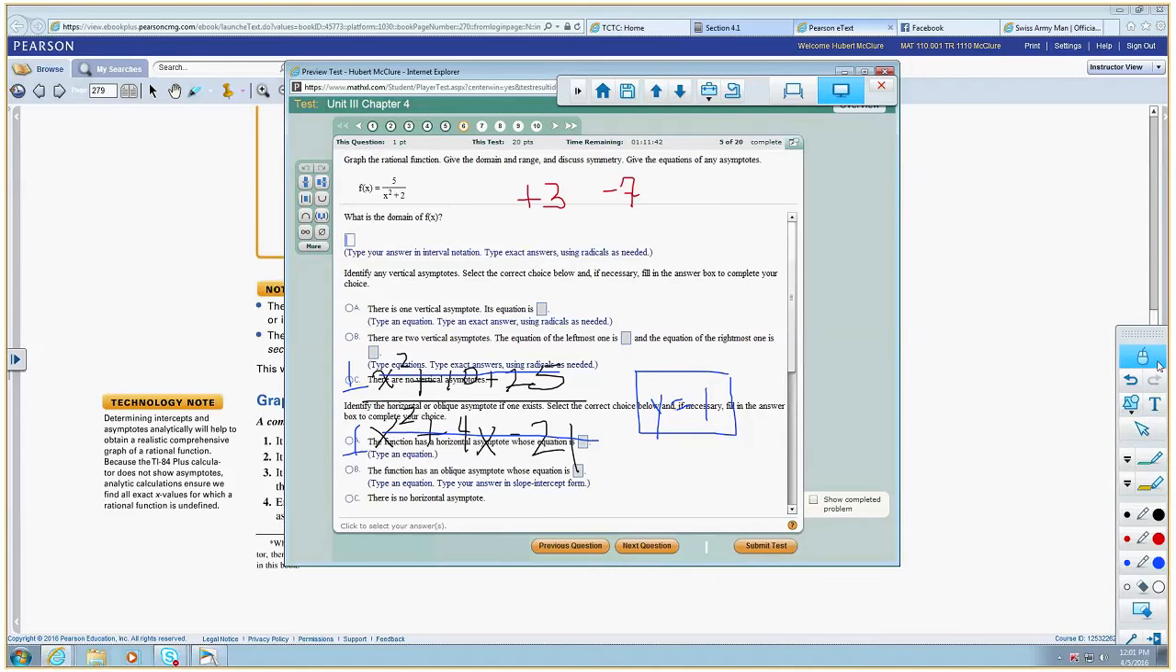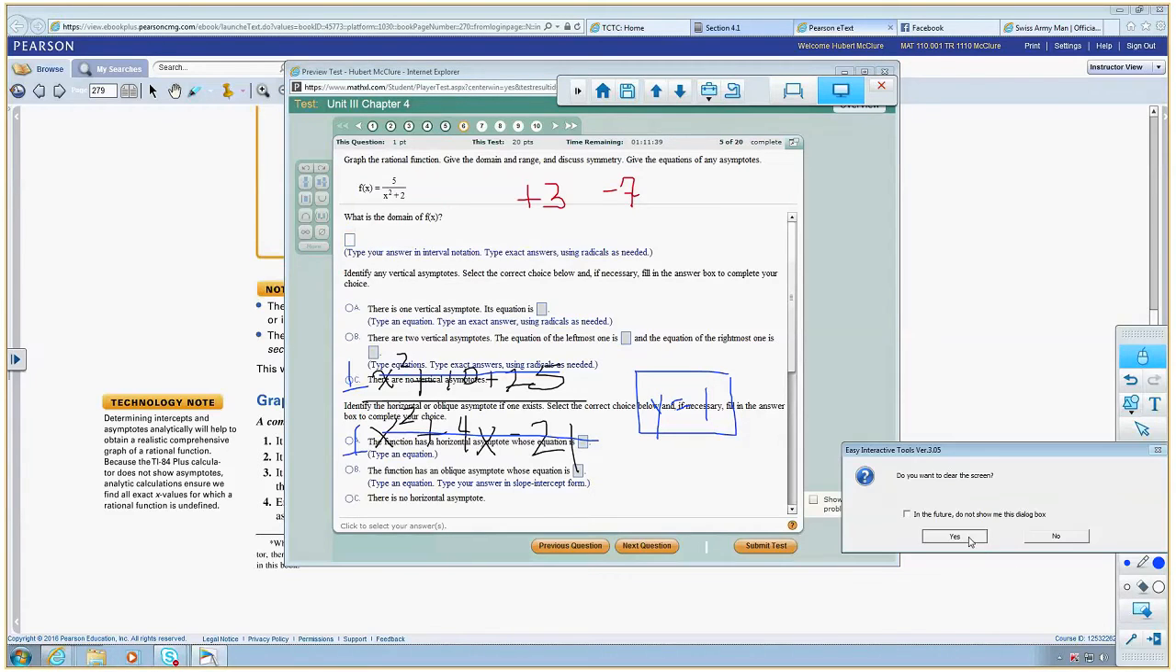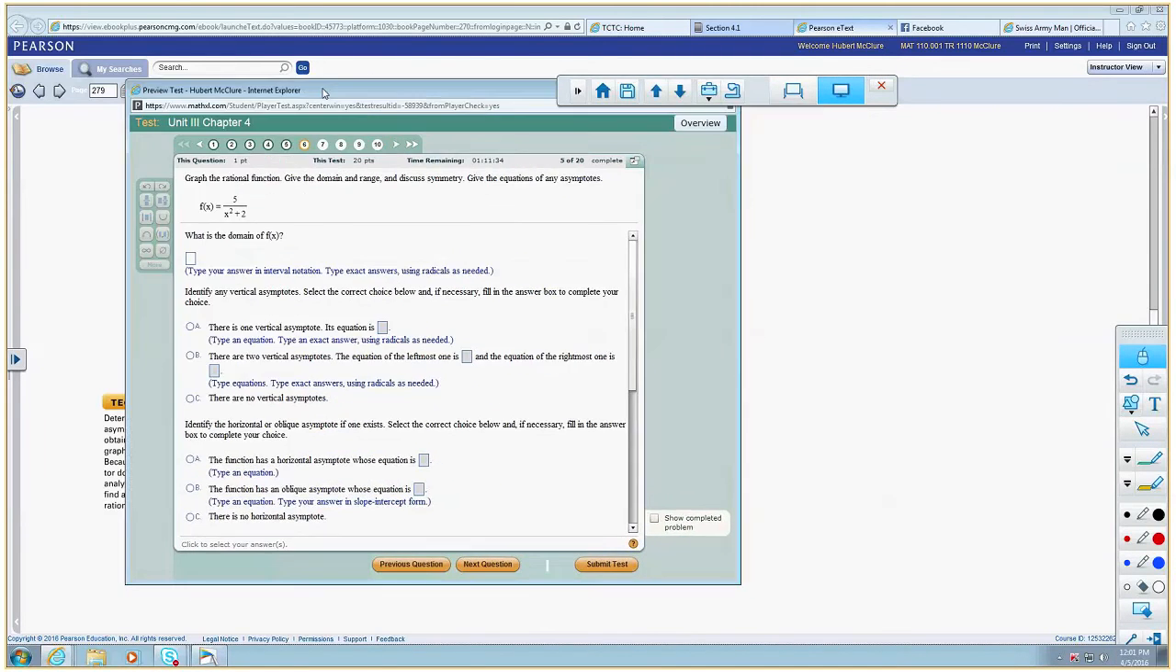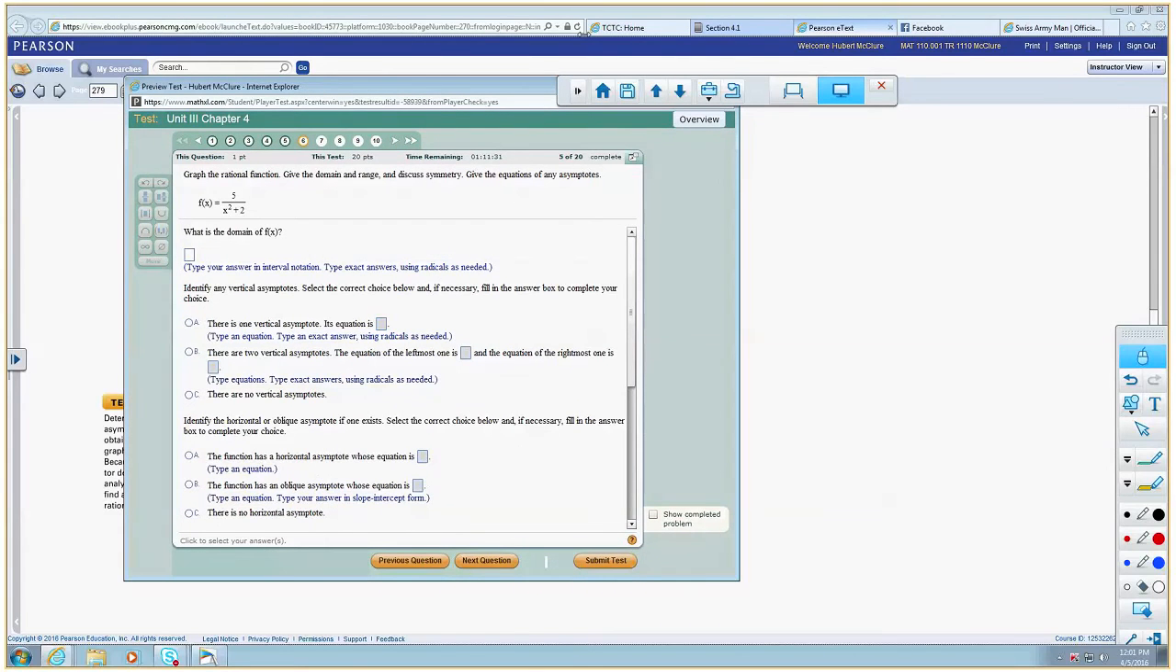All right, you do this one. It says, graph the rational function, give the domain and range. Give the equation of any asymptotes. The domain and the vertical asymptotes have a lot to do with each other. Pretty much going to be the same answer. So for the domain and the vertical asymptotes, you're going to set the denominator equal to what? 0.